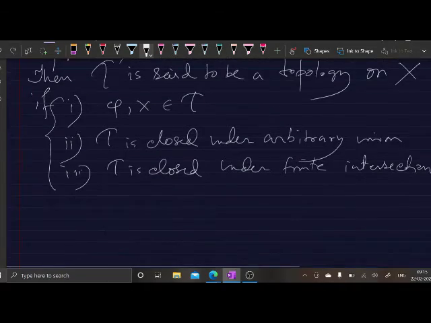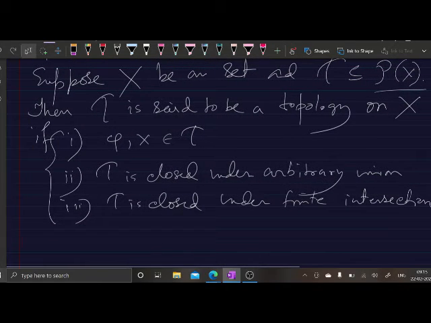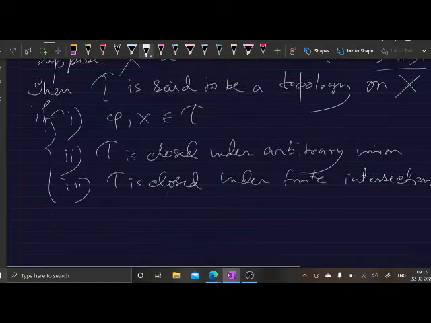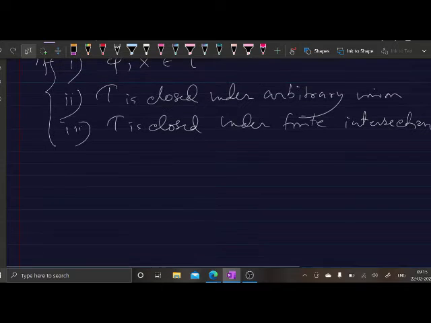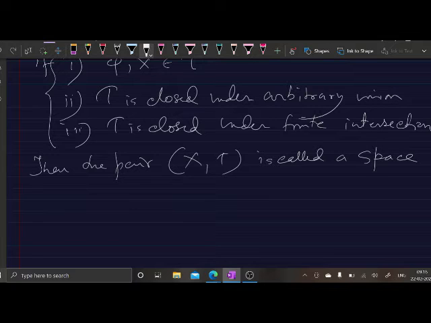Okay. So with this definition you can collect more such collections of subsets of X which have these three axioms. Then the pair (X, tau) is called a space, a topological space, or simply a space.